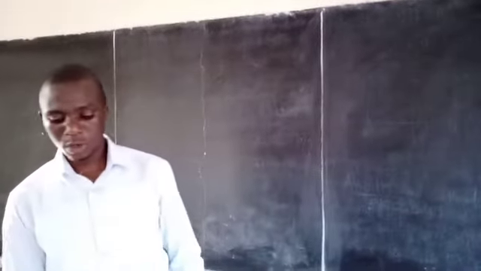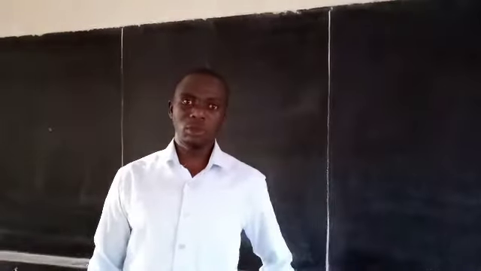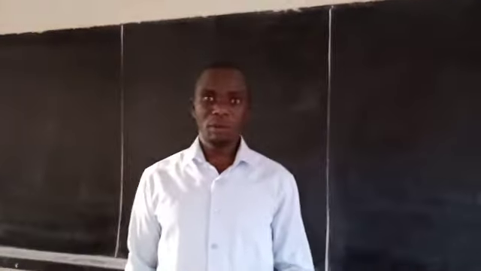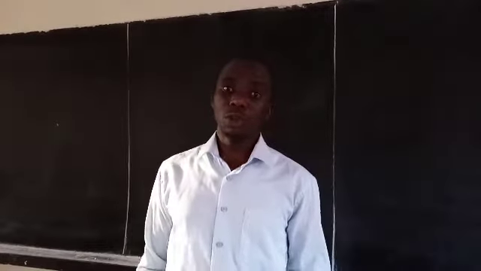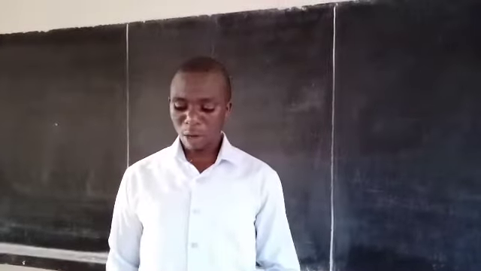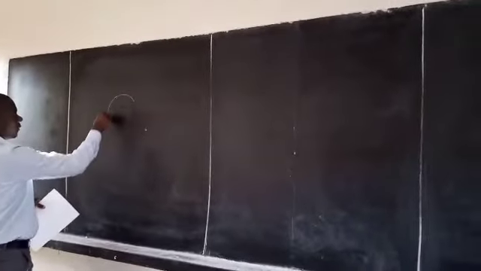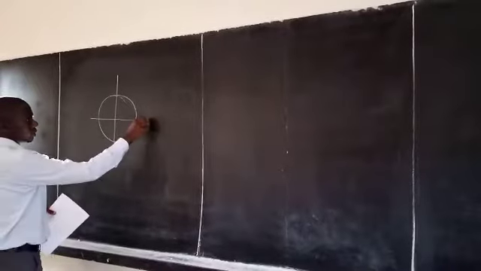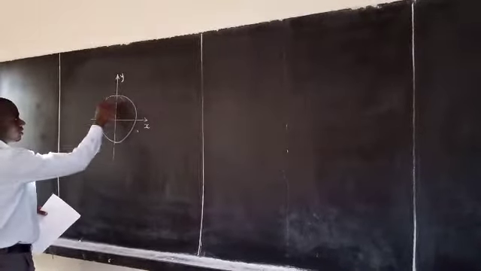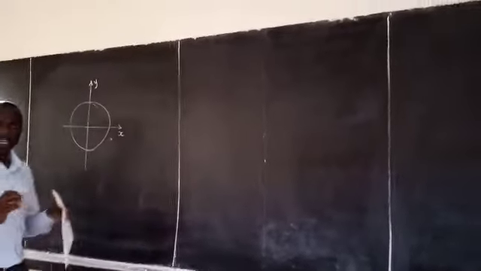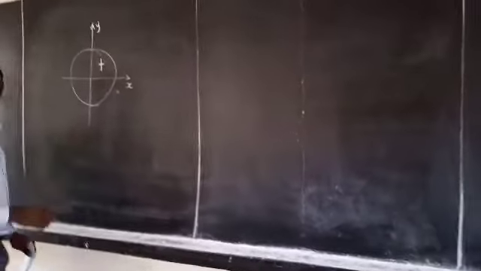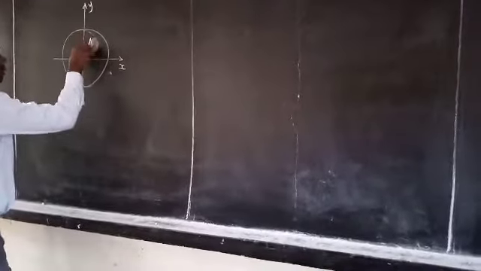In our previous lesson, we were looking at the signs of the trigonometrical ratios in the different quadrants: the first, second, third, and fourth. From the simple activity that I left you with, and even from some responses, we were able to find out that if these are my quadrants, this is the first, second, third, and fourth, the different trigonometrical ratios of sine, cosine, and tangent were all positive here. So in this one, all of them were positive.